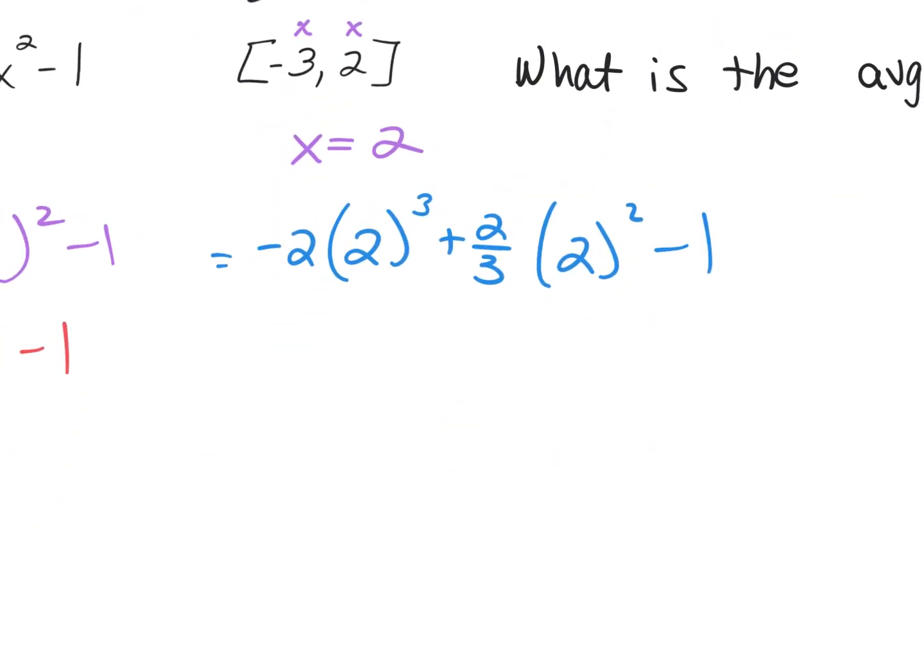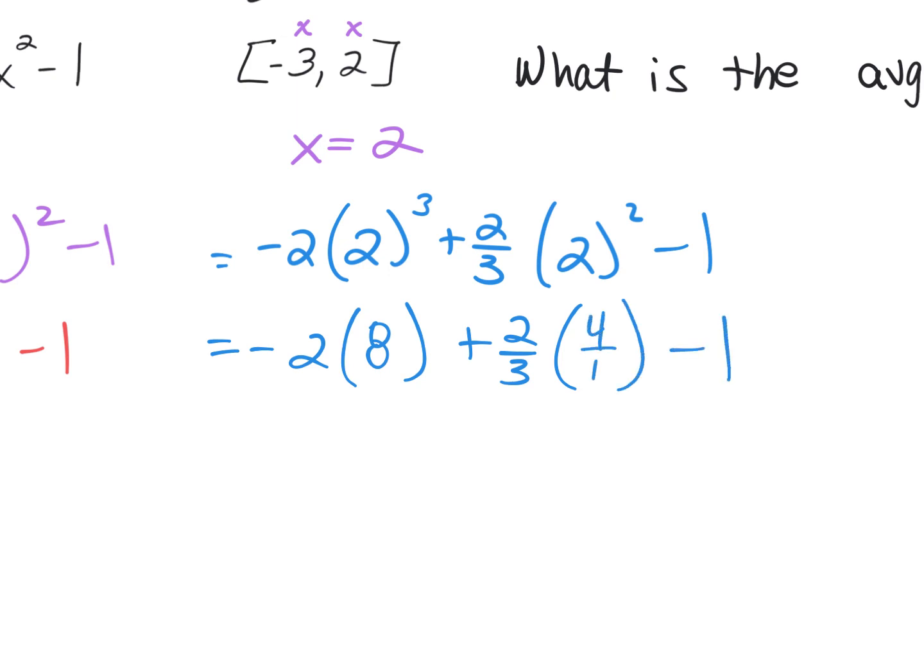All right, work from the inside out. Let's do our exponents first. So I have negative 2. What is 2 times 2 times 2? 8. Good. 2 cubed is 8. Plus 2 over 3 times, what's 2 squared? So you guys agree it's 4 over 1? All right, and then minus 1.